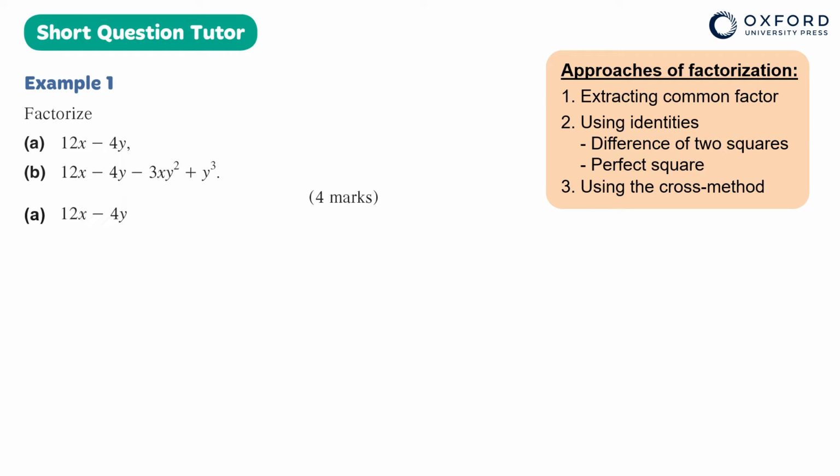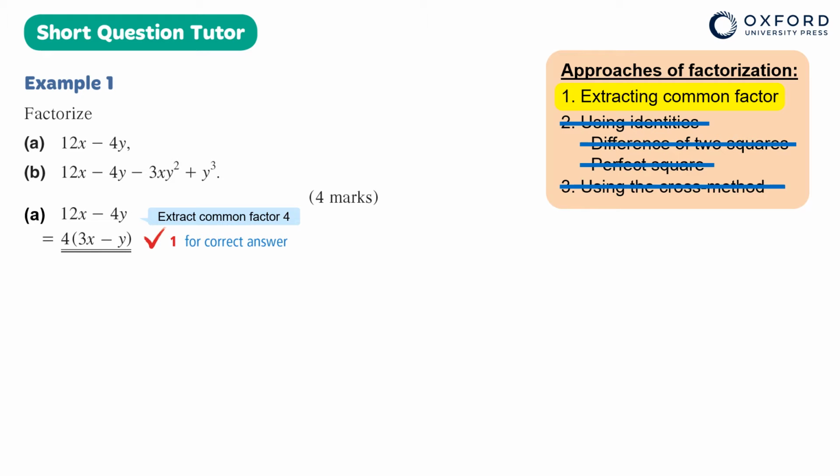In part A of the question, we have to factorize 12x minus 4y. There are no terms with degree 2. So, the only way to factorize it is by extracting the common factor. We extract the common factor 4, and the answer is 4 times 3x minus y. 1 mark will be given for the correct answer.